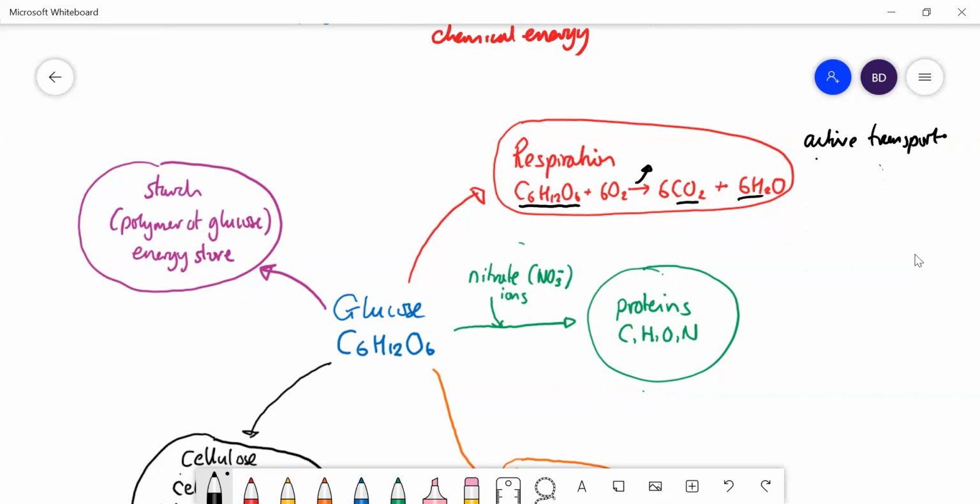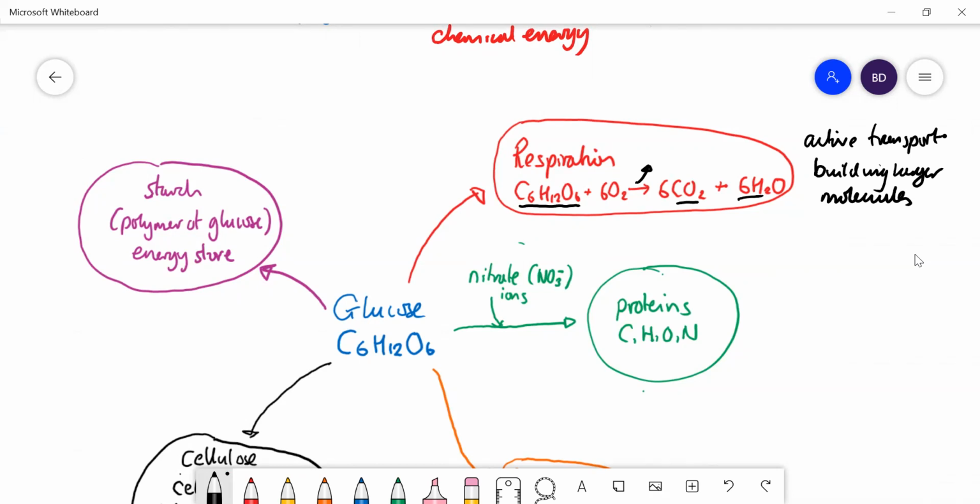They will also need it for building larger molecules. That's usually endothermic. So, for example, building DNA, RNA, building proteins from amino acids, building up cellulose from glucose, starch from glucose, all of those things require energy. And some of that energy is going to come from respiration. All of that energy is going to come from respiration. So they use it for that.